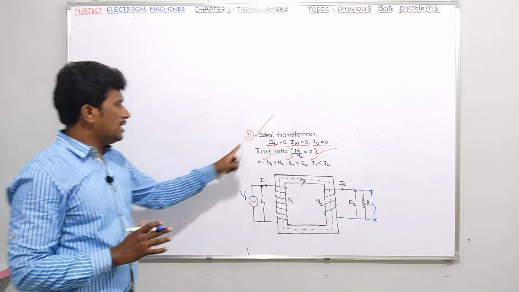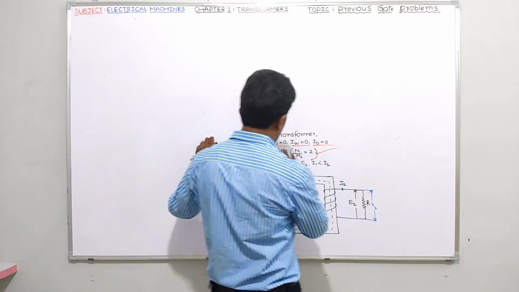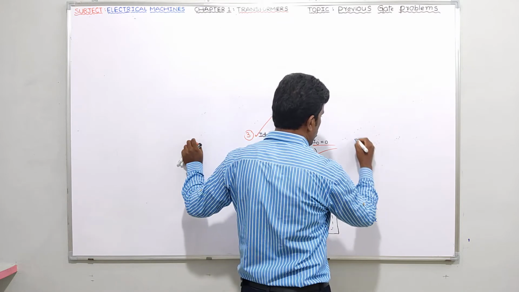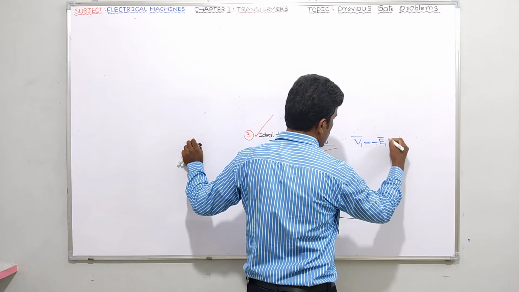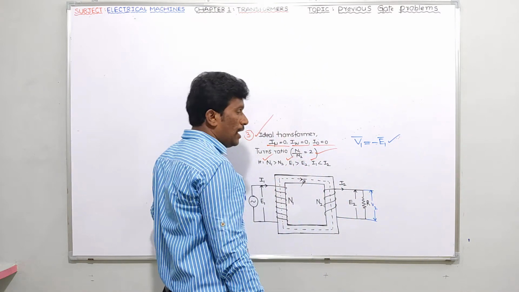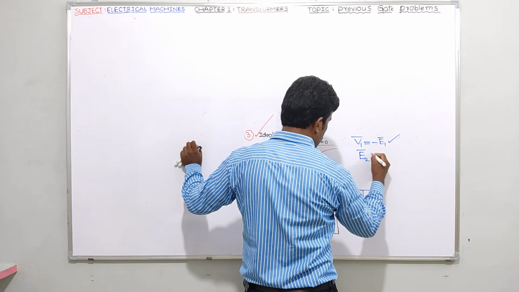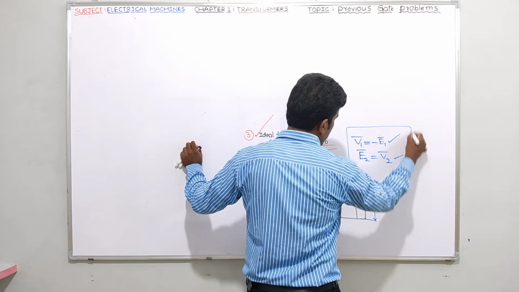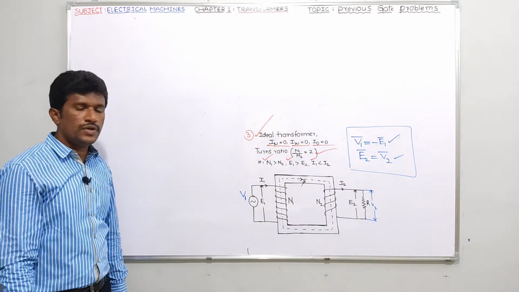Now guys, since it is an ideal transformer, you know that it's very simple. On the primary side, V1 bar equals what? Minus E1 bar. That you have to understand. On the secondary side, E2 bar equals what? V2 bar. This I already explained. Please try to refer to previous lectures. V1 bar equals minus E1 bar. E2 bar equals V2 bar.